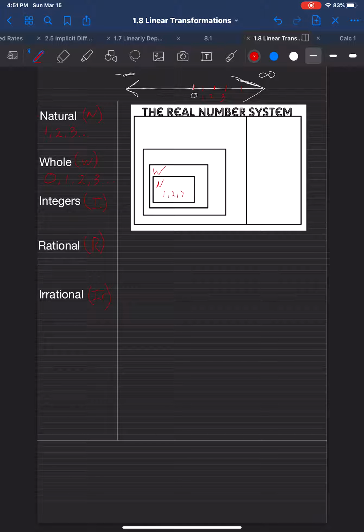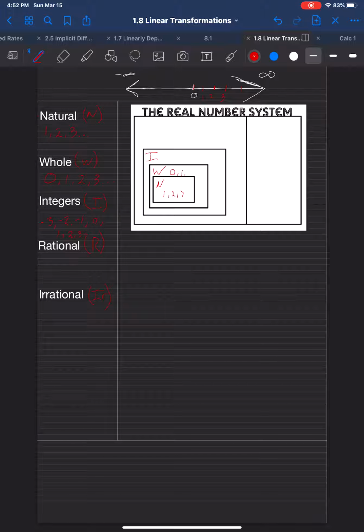So let's continue. So now we're going to go to integers, which we're going to label I. Now, the integers are going to allow us to deal with negative numbers, right? So we're on the left side of 0, if you will. So now we have things like -3, -2, -1. But again, the whole numbers are still within the integer set. The natural numbers are still within the integer set. So we still have 0, 1, 2, 3, of course.